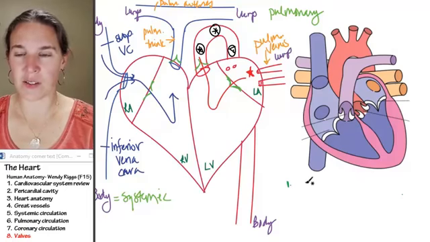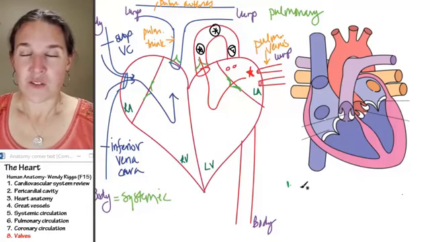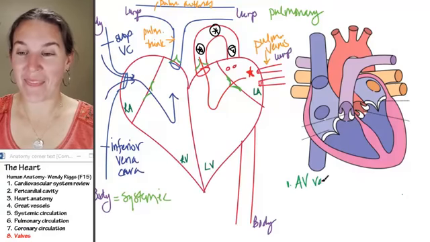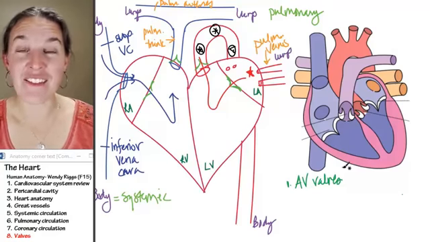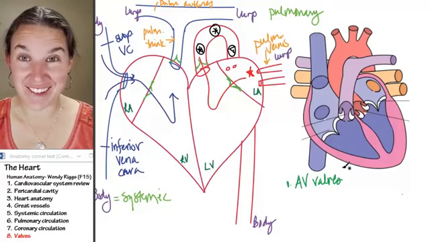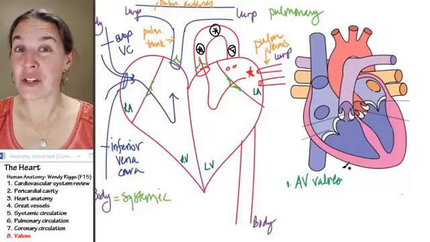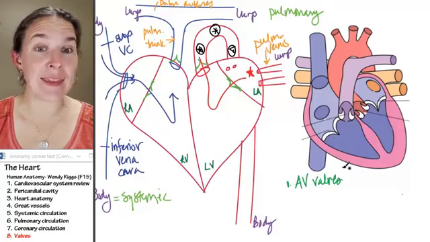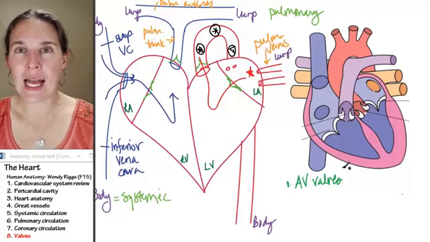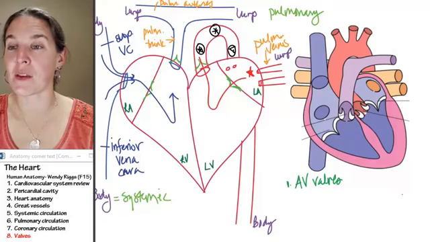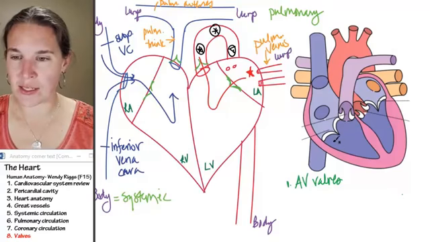The first valves I want to look at are called AV valves. AV valves are also known as atrioventricular valves, and atrioventricular valves are between the atrium and the ventricle. Done. And yes, you can call them AV valves if you would like. I wonder if that's standard or if you have to spell it out in most classes.